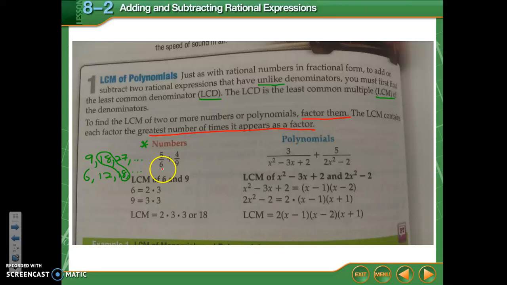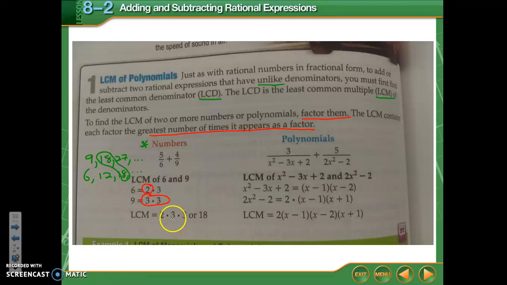So how does this work with numbers? With 6 and with 9, I break 6 down into its prime factors. So 6 is 2 times 3. Then I have to break 9 down. 9 is 3 times 3. So I have to use 2 in my common multiple, right? And then I have to use two 3's, so that I make sure that 9 shows up down here too. So I end up with 2 times 3 times 3. That's what it means by saying that I use each factor the greatest number of times it appears.